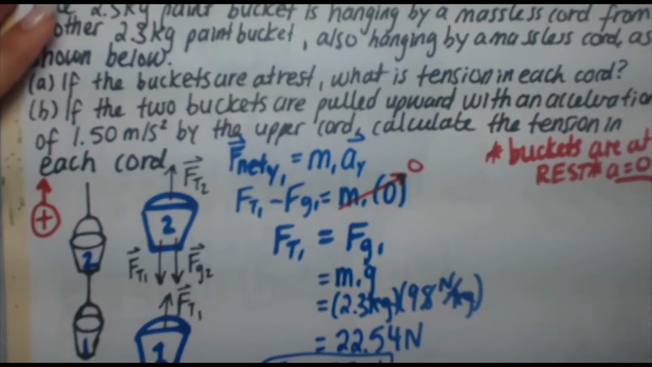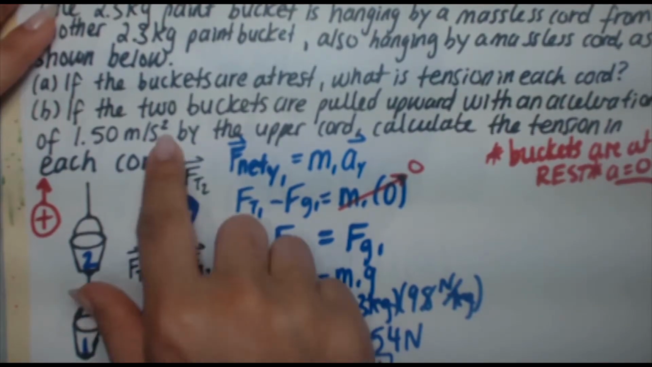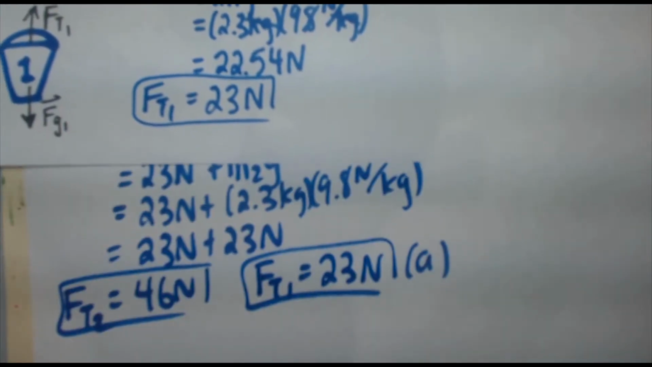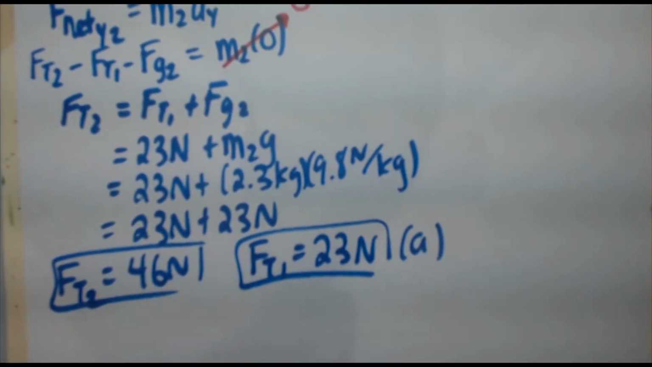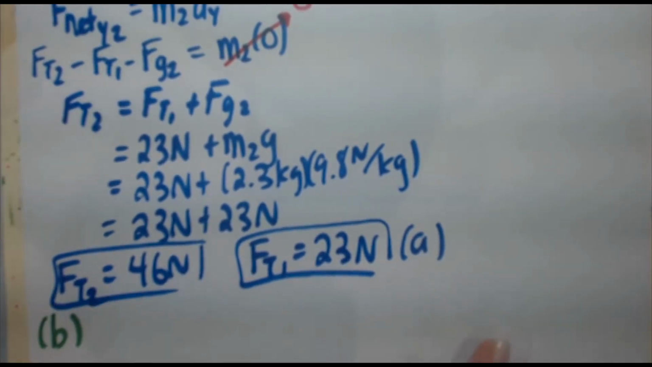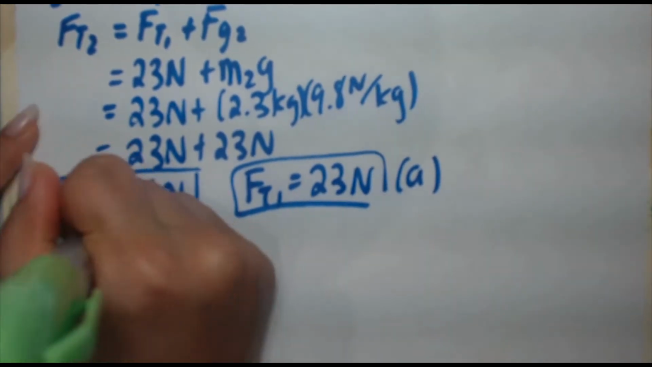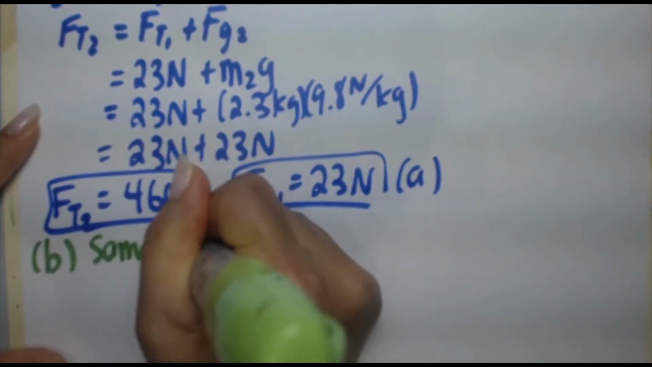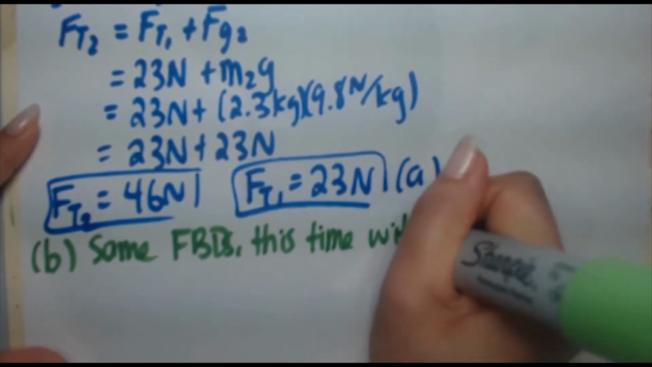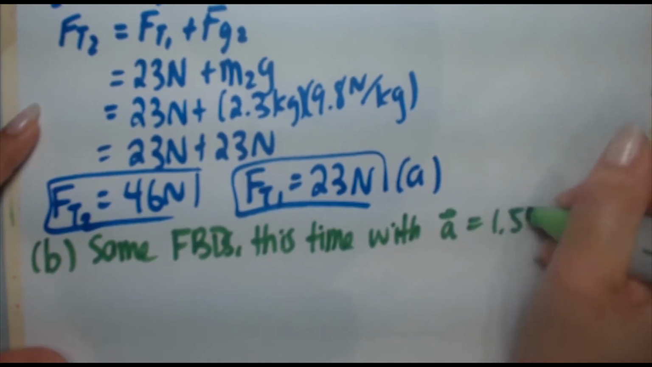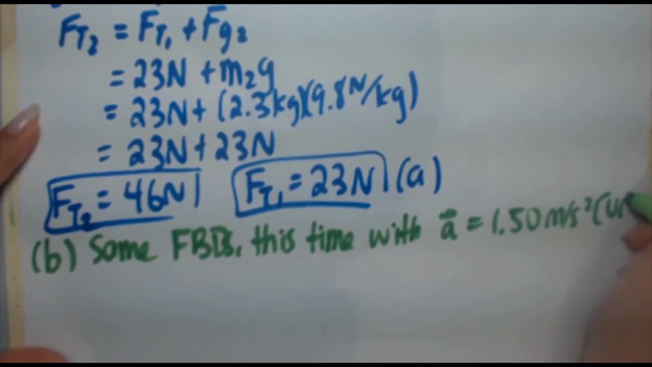Okay, now just think about it logically. If you're accelerating up, the tension in the cords should go up. Okay, it should increase. That makes sense logically. Now, the free body diagrams are the same. We still have tension 2, tension 1, gravity. The only difference is the magnitude of those forces are going to be a little different. Okay, so let's do part B now. So same free body diagrams, this time with acceleration equal to 1.50 meters per second squared up.